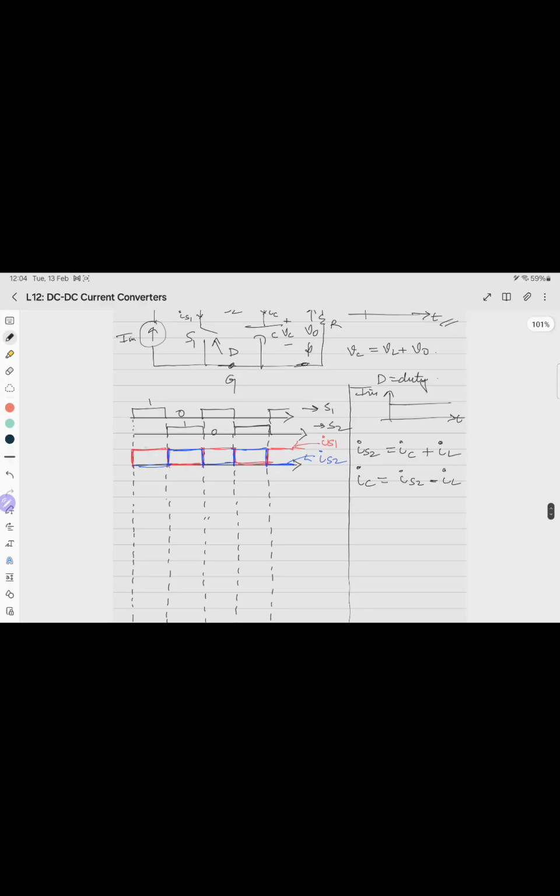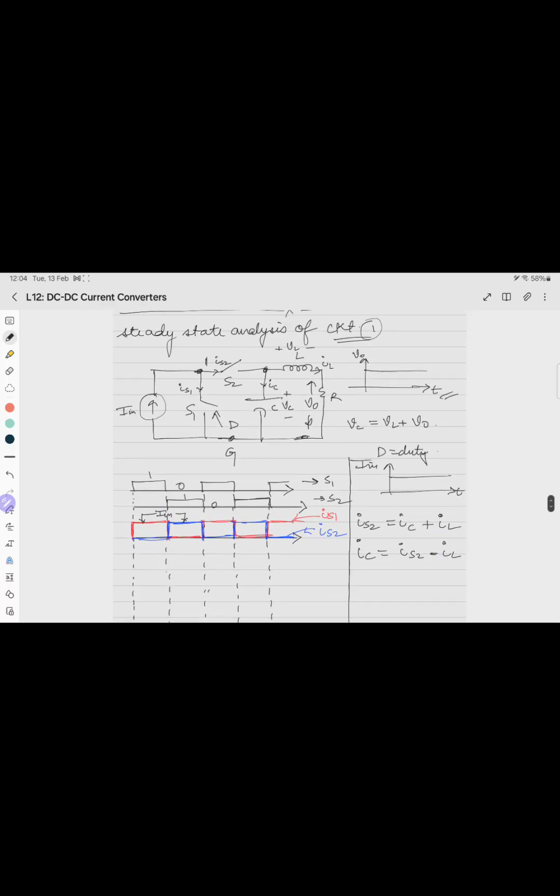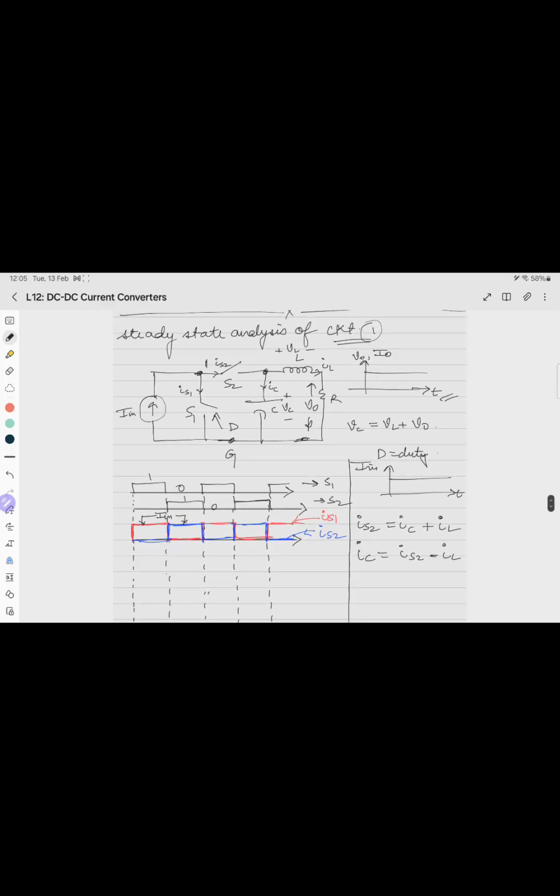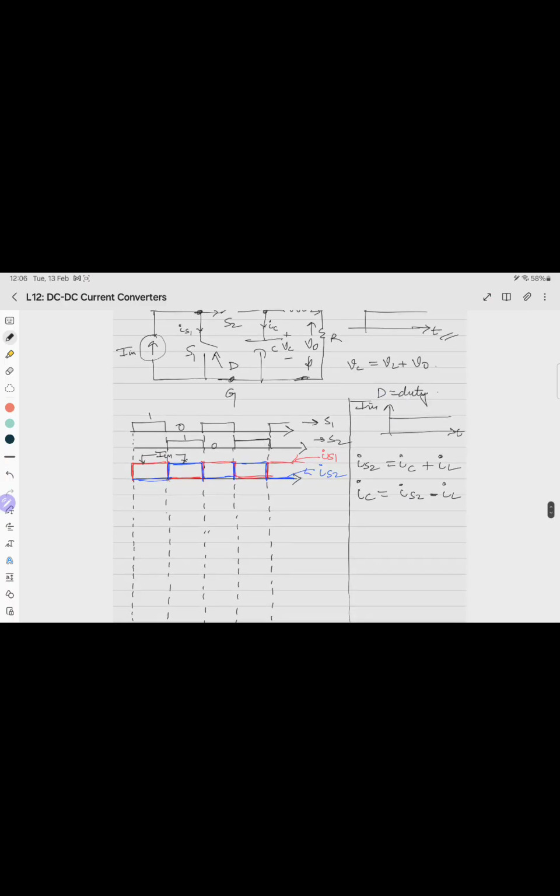So here the amplitudes are I in. If you have a close look over the load, V naught is constant, which also means that I load is also constant. So the average value of IL will be constant, and the inductor is very large. That's why the waveform of small IL will be equal to I naught, the average value of I naught. So IC was IS2 minus IL. Now we'll draw IC.